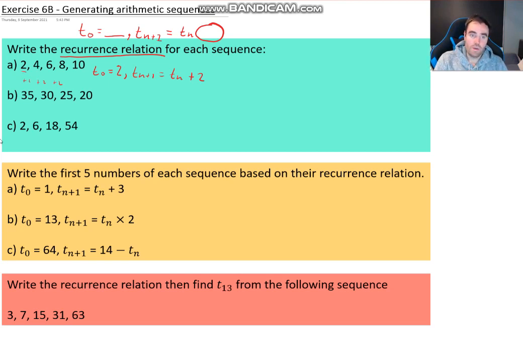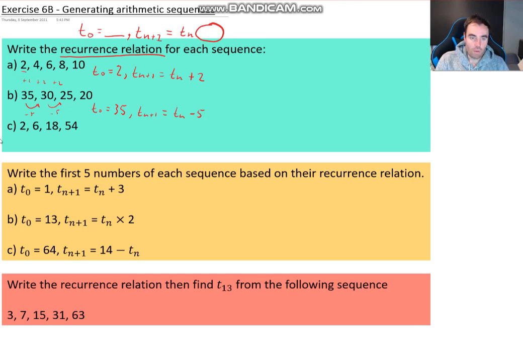Next question, green B. The first term is 35. The next term, Tn plus 1, is the same as the current term, except we're minusing 5 each time, because you look at the difference from each one. Minus 5, etc. You're all pretty good with patterns. I'm sure you can work that out yourselves. All right, over to this one.